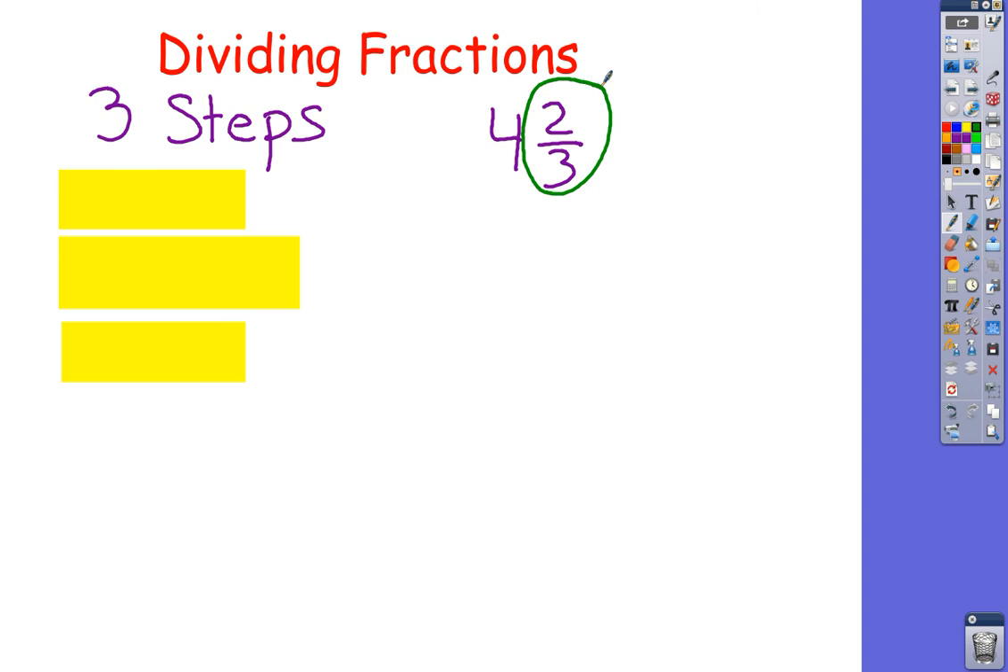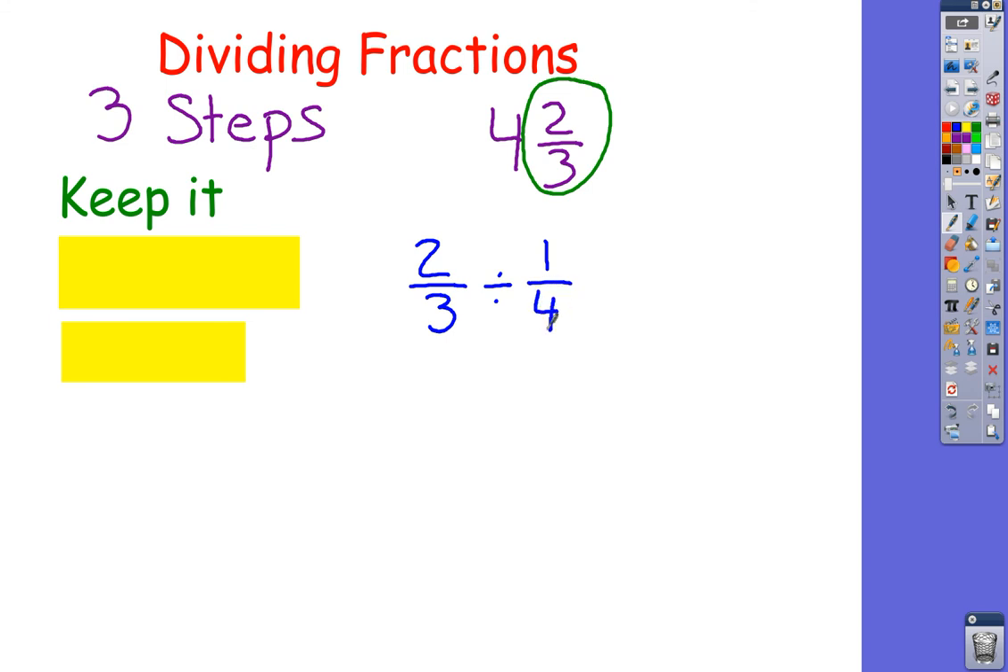So step 1 of dividing fractions is keep it. The first number in a division problem, you're going to keep. So for example, if I had the problem 2/3 divided by 1/4, it means this first number, 2/3, I am going to keep it. Nothing changes.